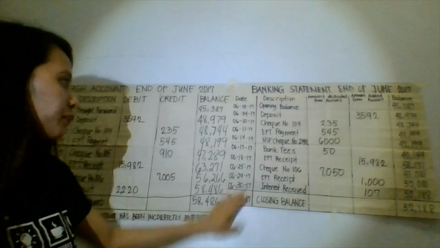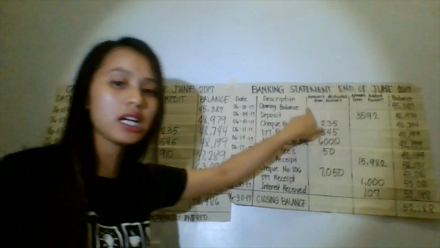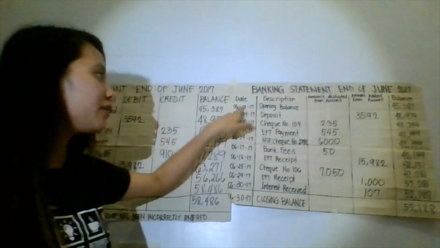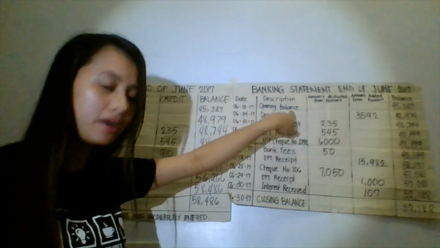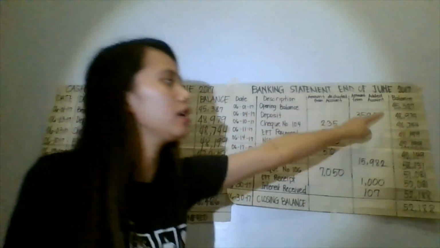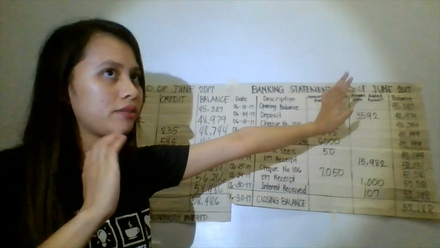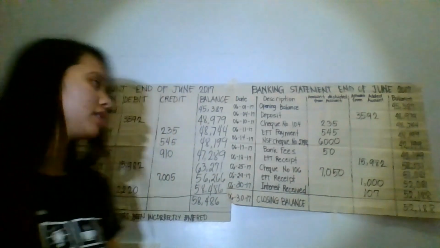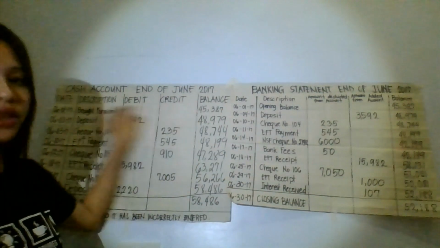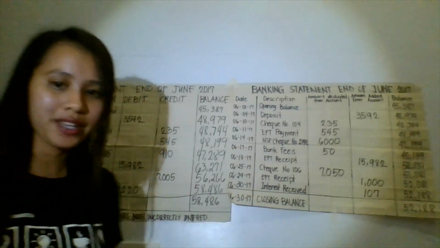As you can see, in the first place, the first transaction ever made is the opening balance. The opening balance in that month is given here, and it will be automatically recorded on the balance itself. So the first is 45,387 pesos. It's the same thing with our cash book. So that's the first step.